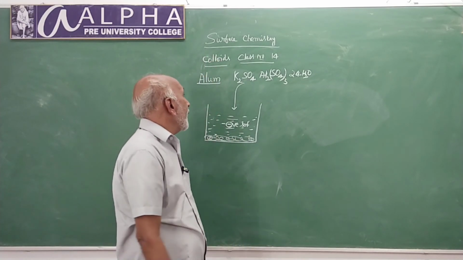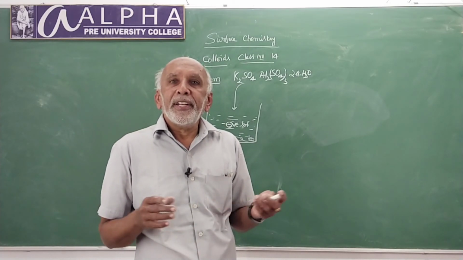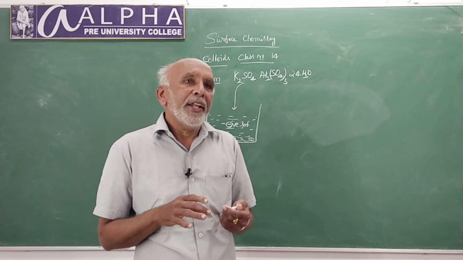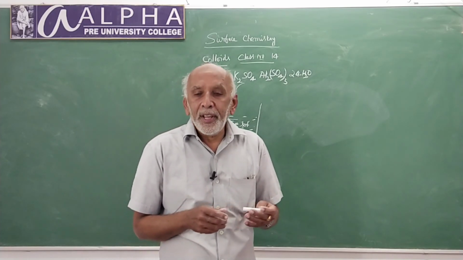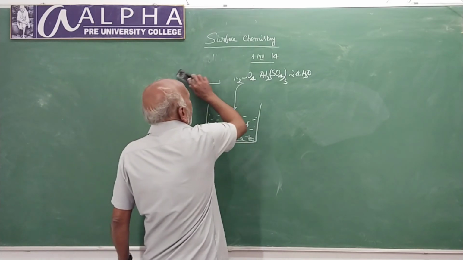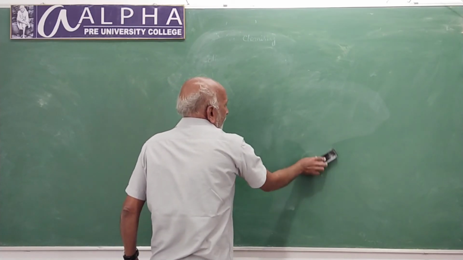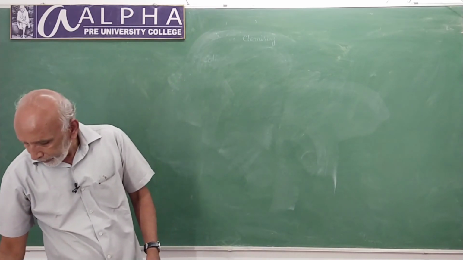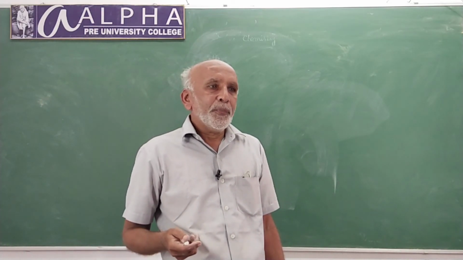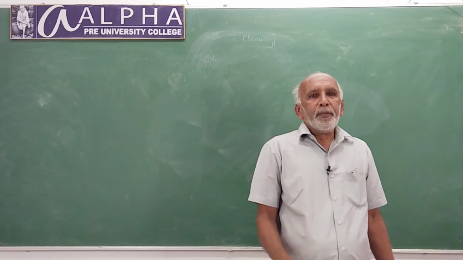Next, it finds application even in artificial raining, etc. So these are a few applications of colloidal systems. That's all about surface chemistry. In surface chemistry, you can easily score marks, and you will get nearly 7 to 8 marks questions. In the next class, we shall see another unit.